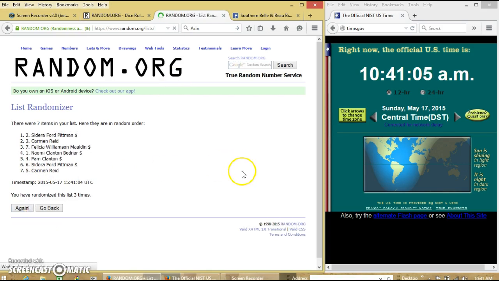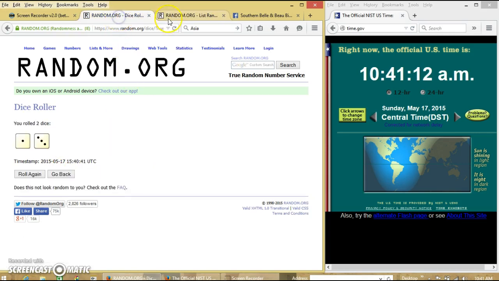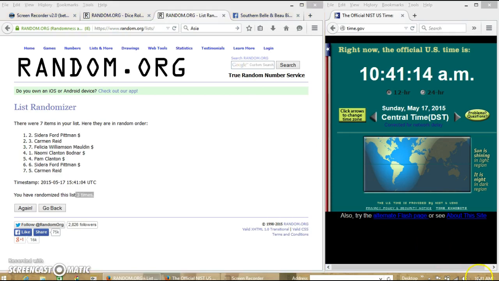2, 3. After the third time, we have Sedera on top and Carmen on the bottom. We've gone 3 times. Dice was 4, so we're going to randomize for the last time at 10:41 a.m. Good luck.